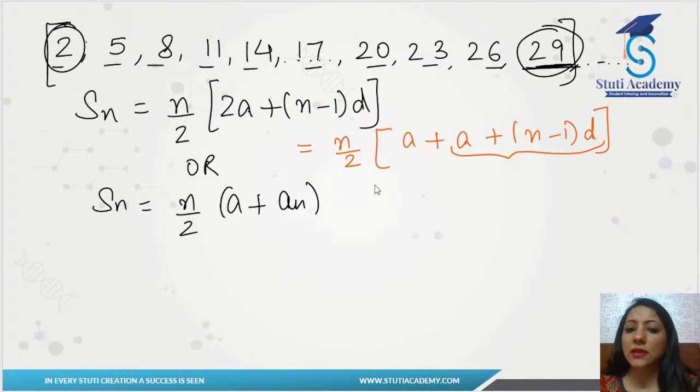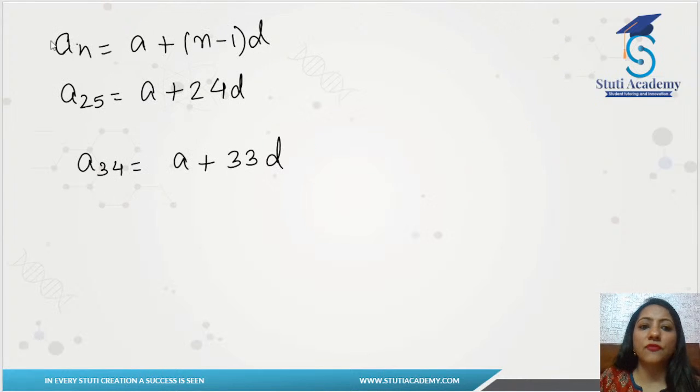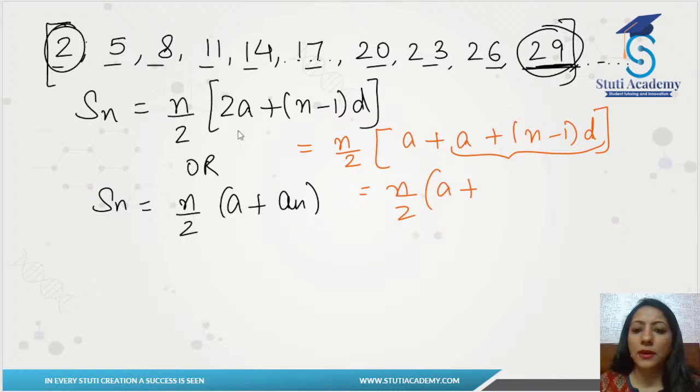This is actually the nth term. That's n by 2, a plus an. So I just told you right in the beginning of the class, we did this yesterday also, that the nth term of an AP is given by a plus n minus 1 into d. So in the same way, in this formula, I'm replacing a plus n minus 1 into d by an. So this is n by 2, a plus an.